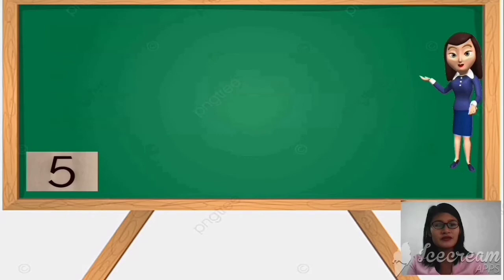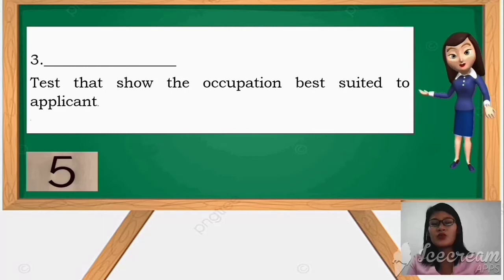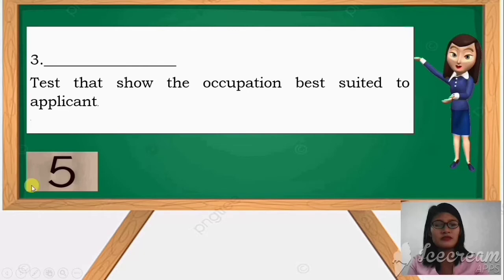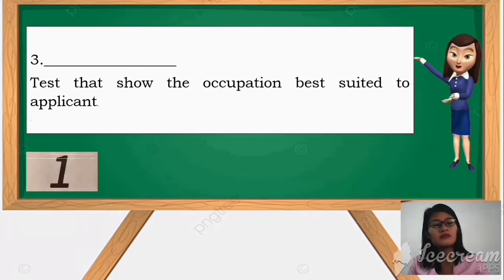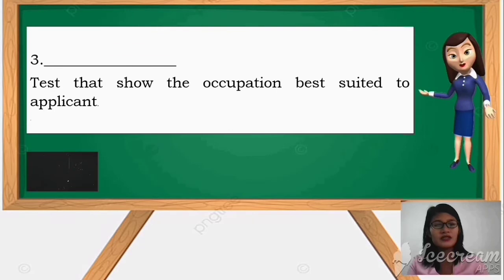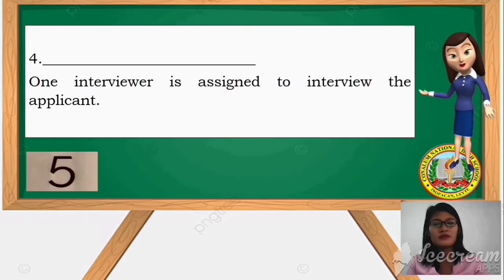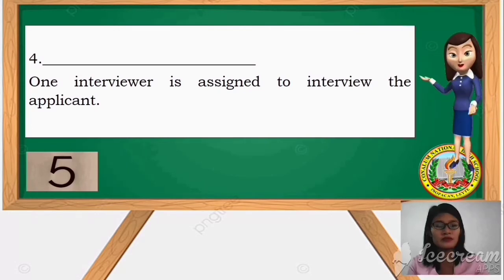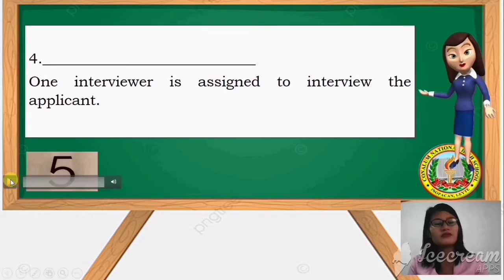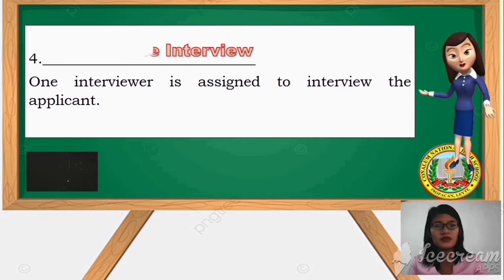For number 3, tests that show the occupation best suited to applicant. Alright, it is vocational test. Number 4. One interviewer is assigned to interview the applicant. Okay, so the answer is one-on-one interview.